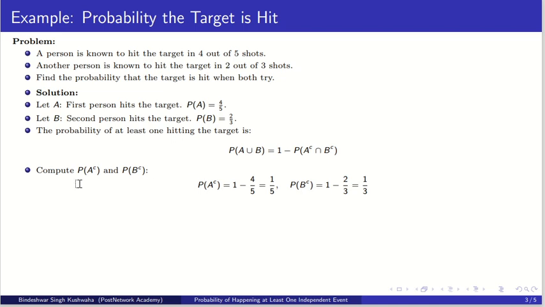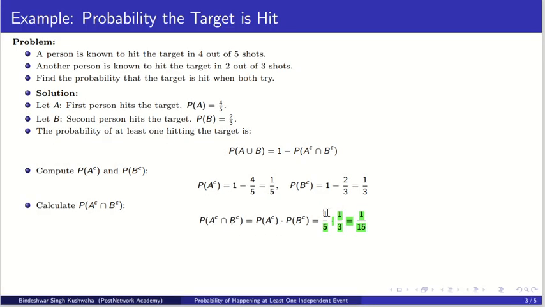So here what would be P(A complement)? You just subtract from 1, so we will get 1 upon 5, and for P(B complement), we subtract 2 upon 3 from 1, so we will get 1 upon 3. So we are getting the complement of these two events, because it will be required to plug in here.